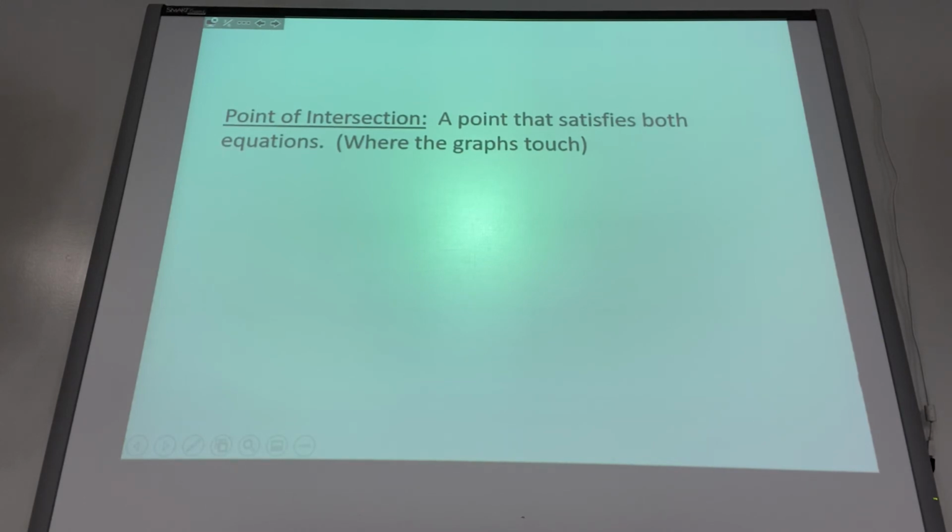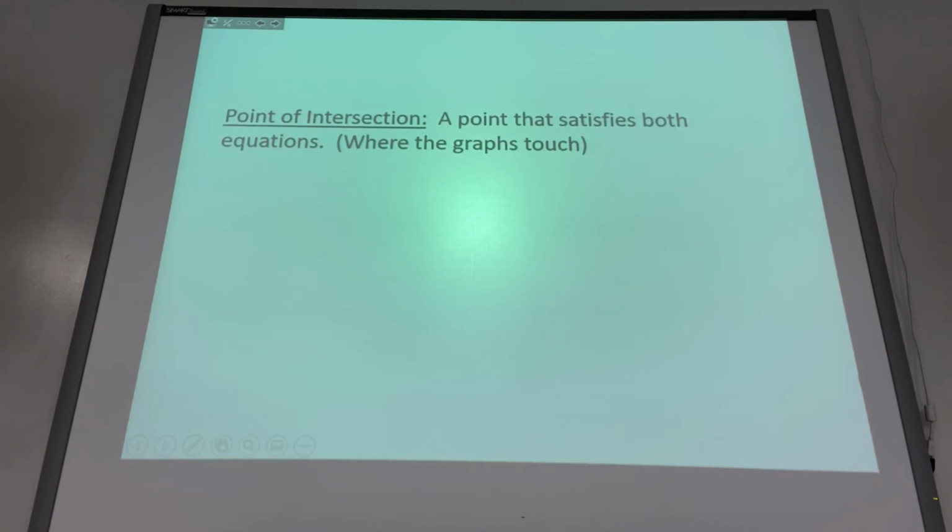And if you think about it on a graph, sometimes it's easier to think about these on a graph. It's basically just where the graphs touch. You could have no points of intersection. You could have one, or you could actually have more than one.